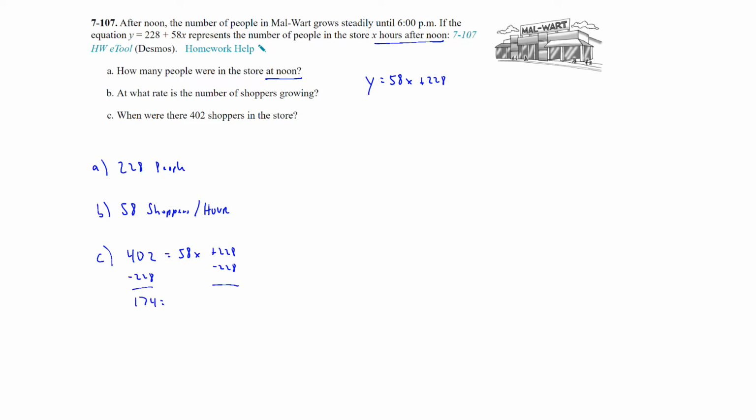So we get 174 is equal to 58x. If we take 174 divided by 58, we get x equals 3. So when were there 402 shoppers in the store? Let's not just say 3. What does it mean? It's the number of hours after 12 o'clock or afternoon. So then we will have 402 shoppers in the store at 3 o'clock, but make sure we write p.m. also. And I think that's it.